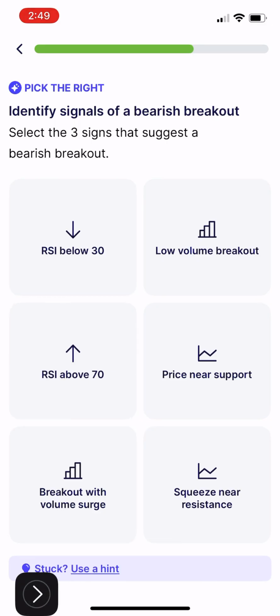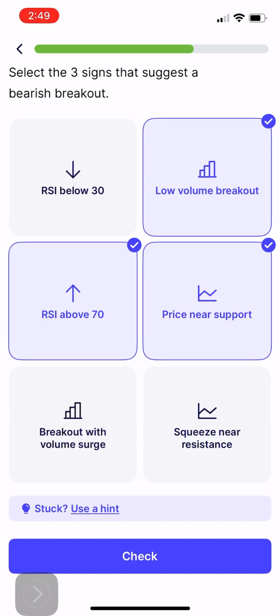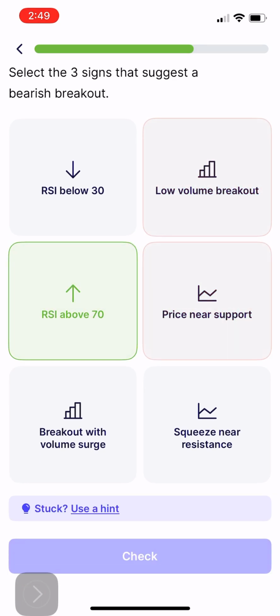Pick the right. Identify signals of a bearish breakout. Select the 3 signs that suggest a bearish breakout. RSI below 30, low volume breakout. RSI above 70, price near support. Breakout with volume surge. Squeeze near resistance. Stock?